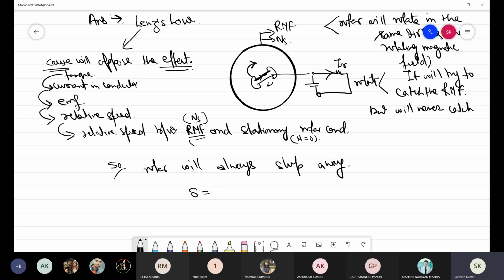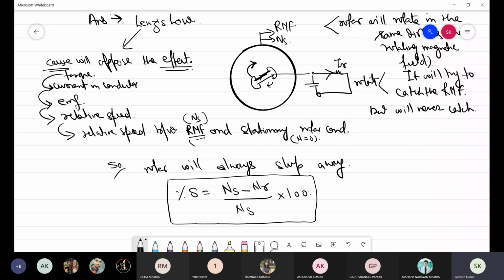S is equal to (synchronous speed minus rotor speed) upon synchronous speed, into 100. So this is the percentage slip. Slip means what fraction of the synchronous speed the rotor fails to achieve. Okay? More we will discuss in the next class.